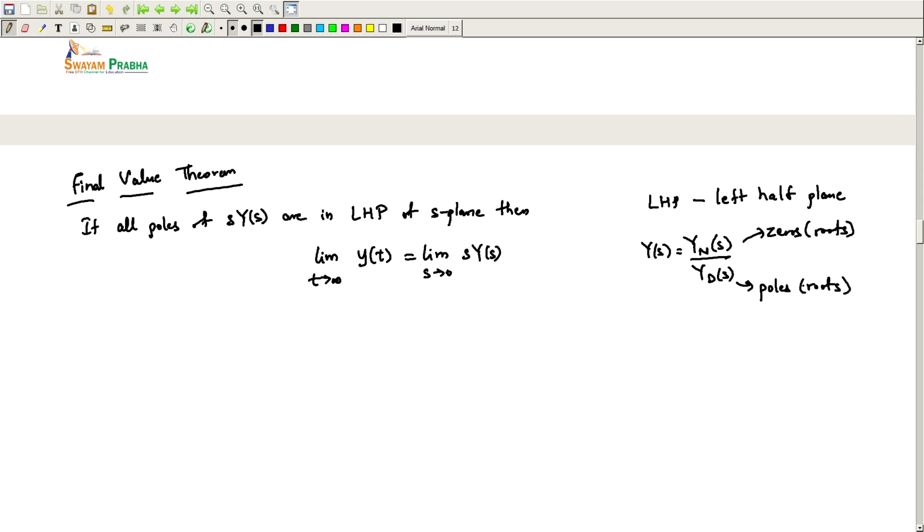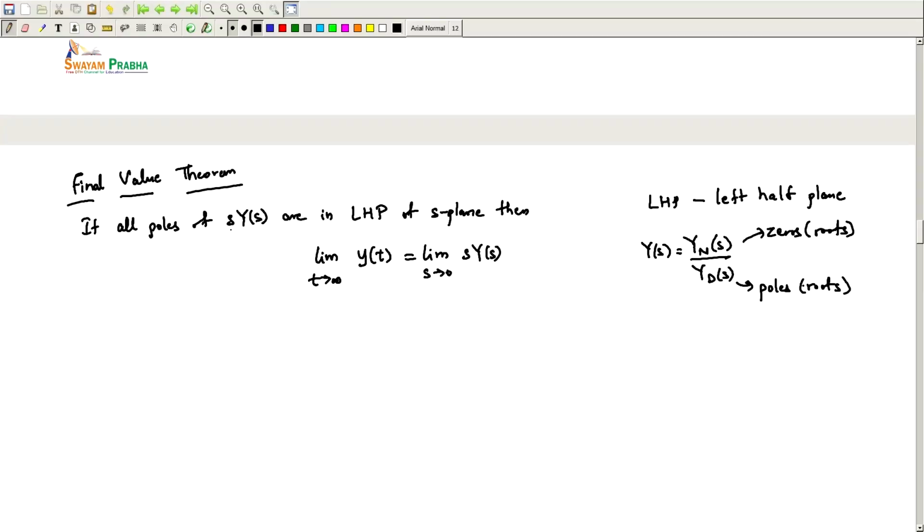So, for the final value theorem, if we want to find what happens to y of t as t tends to infinity, we will consider s Y of s and find its poles. If they are in the left half plane, we can apply the final value theorem, which says that as t tends to infinity the value of y of t will be equal to the limit of s Y of s as s tends to 0. So, let us look at one example.